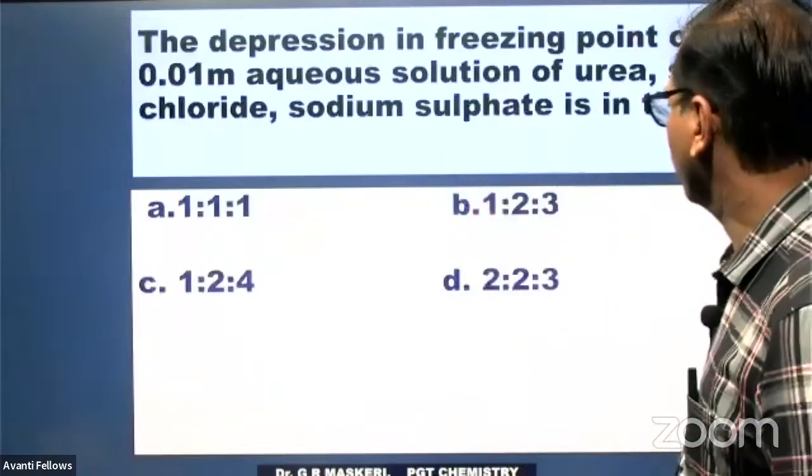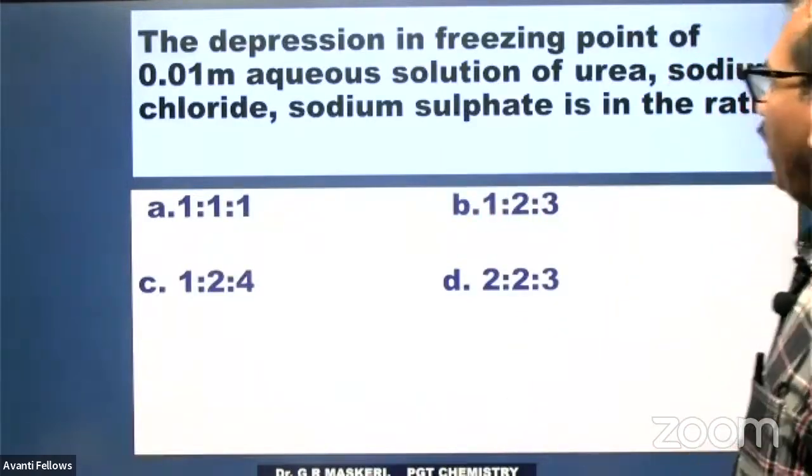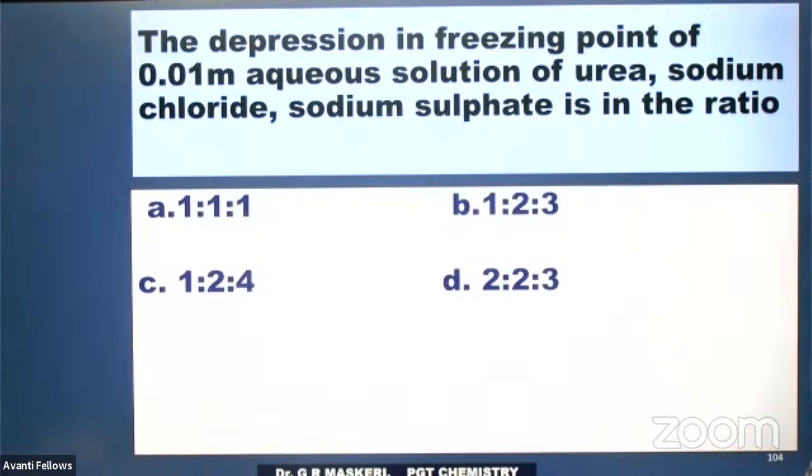Keep it up. Now, the depression in freezing point of 0.01 molar aqueous solutions of urea, sodium chloride, sodium sulfate is in the ratio.